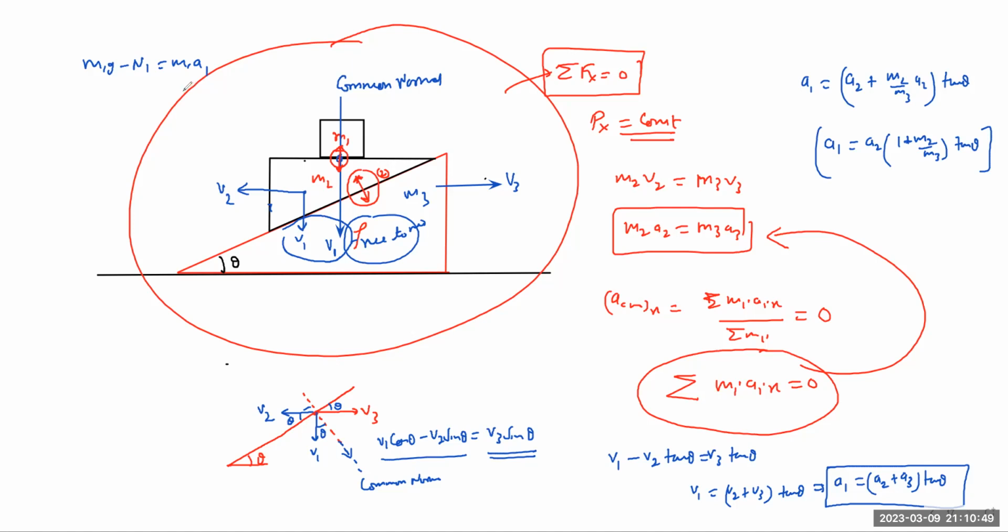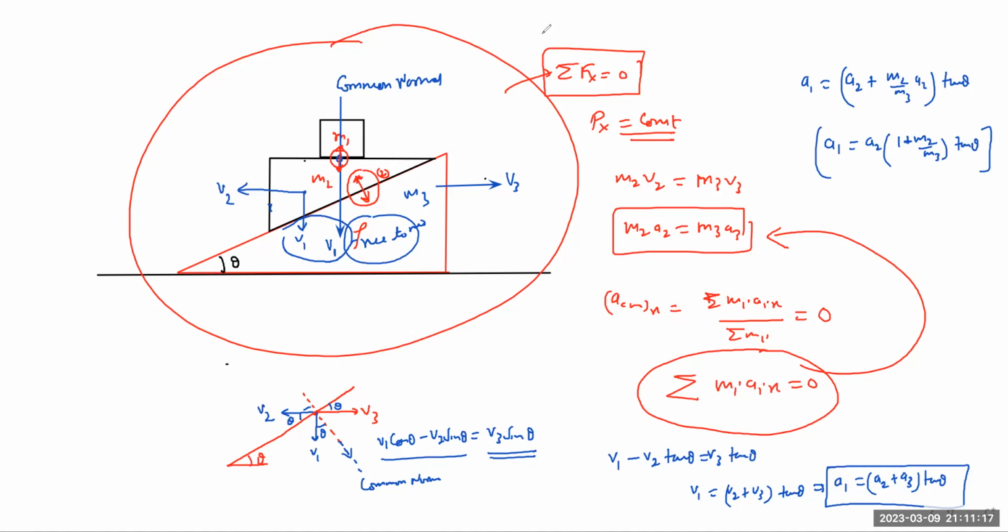And what about the M2? In fact, M1 and M2 are going down with the same acceleration, so I can take them as a system. We can always convert a collection of objects into one object if they have a common acceleration in one particular direction, and then write the laws of motion for the entire system.